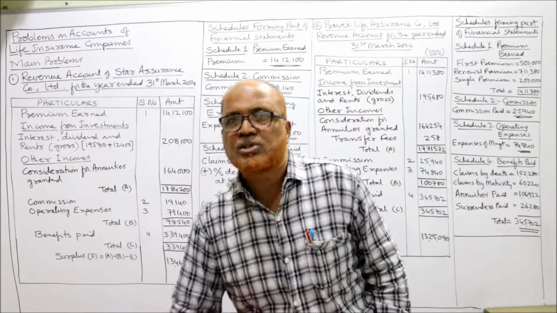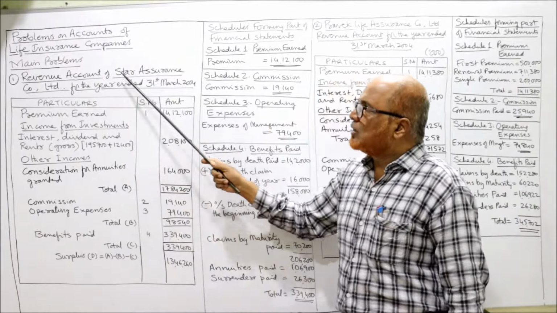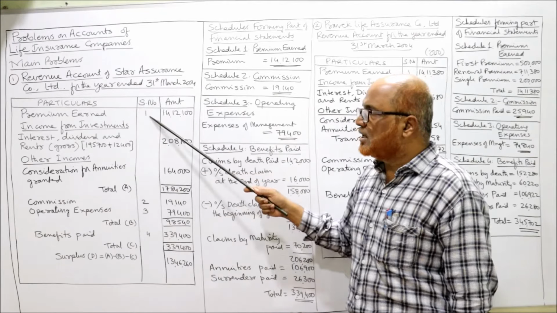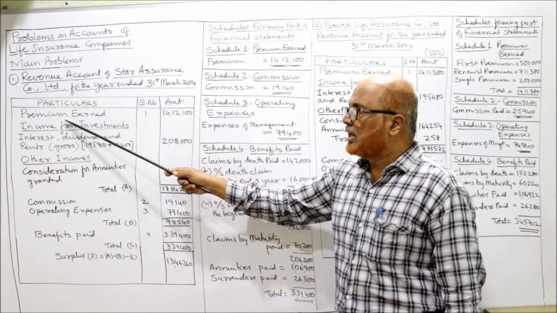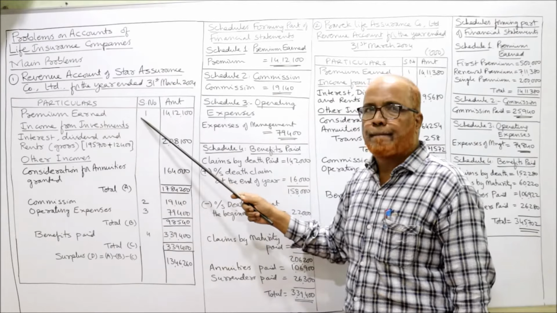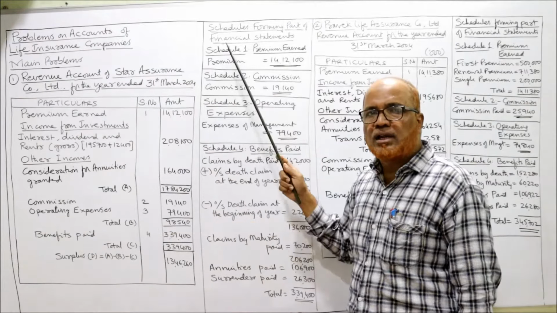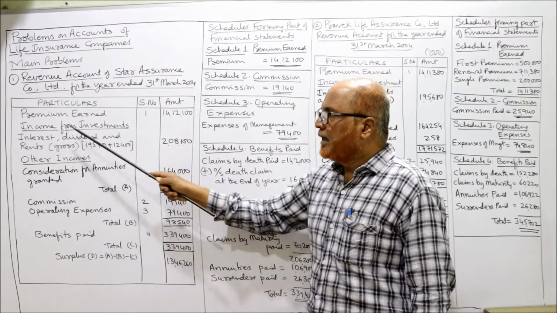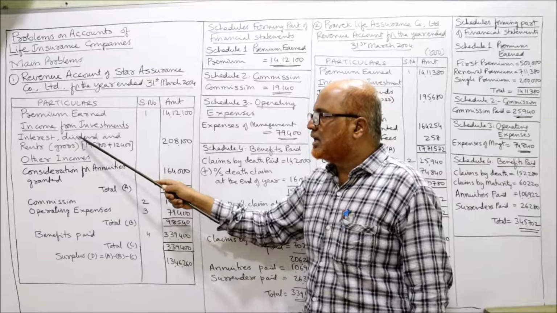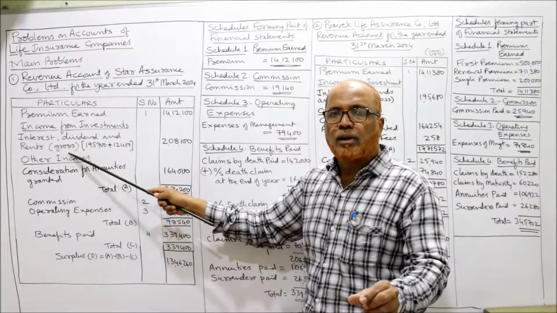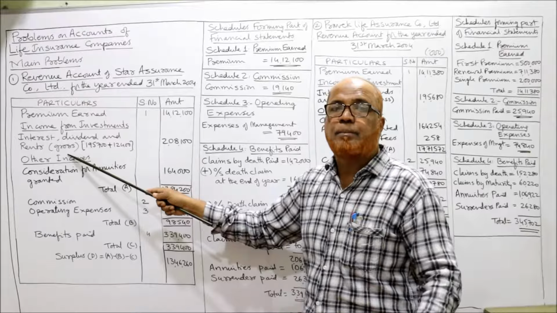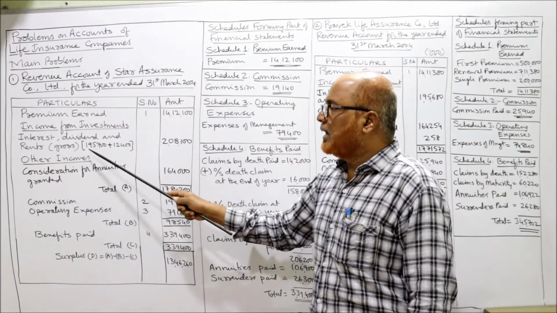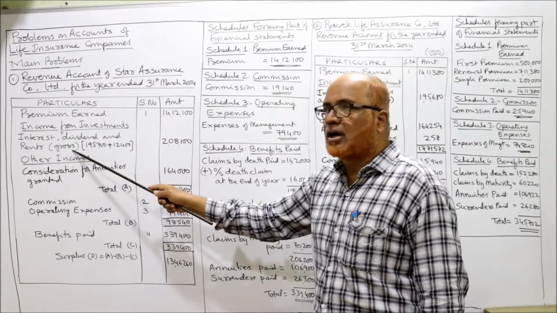It's very simple. Now see the solution. Revenue account of Star Assurance Company Limited for the year ended 31st March 2004. The format is this one: schedule number, amount, particulars. First we take premium earned, schedule number 1. First you make the format, later we will calculate all the amounts in the schedules. Then income from investments: interest, dividend and rent, gross amount. In the problem the net amount is given, so we add the tax thereon, TDS. Net income plus TDS gives you the gross amount.